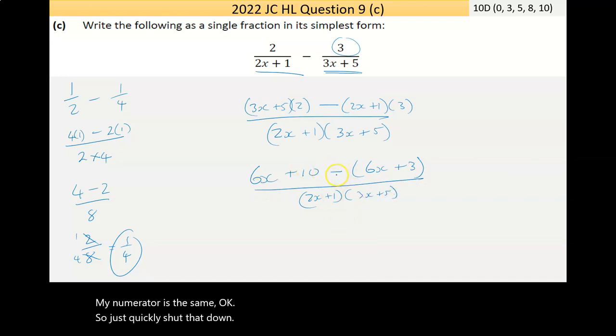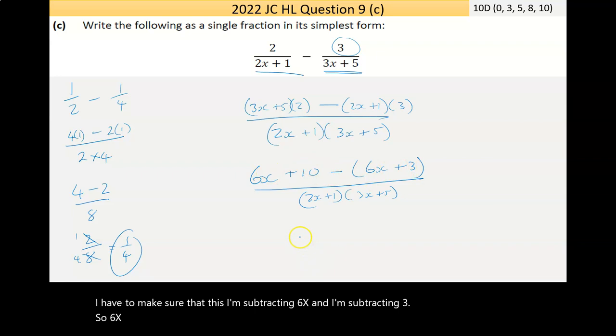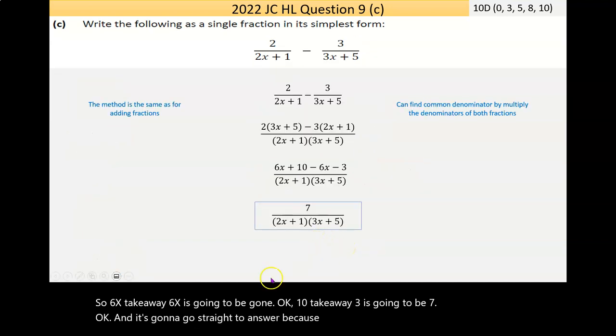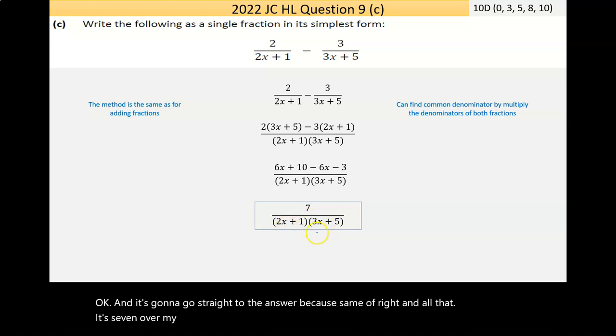Now I have to make sure that I'm subtracting 6x and I'm subtracting 3. So 6x take away 6x is going to be gone. 10 take away 3 is going to be 7. And it's going to go straight to the answer. It's 7 over my common denominator.